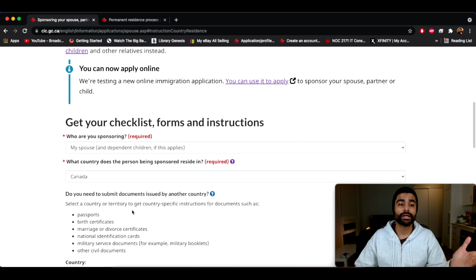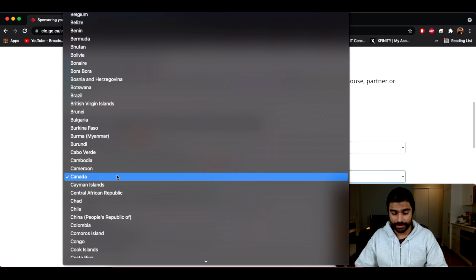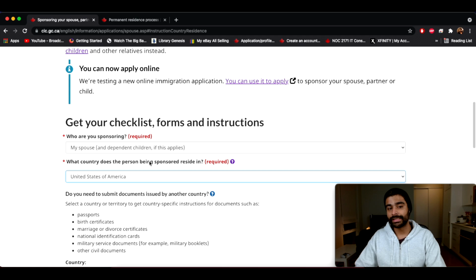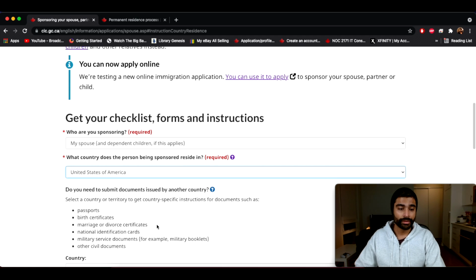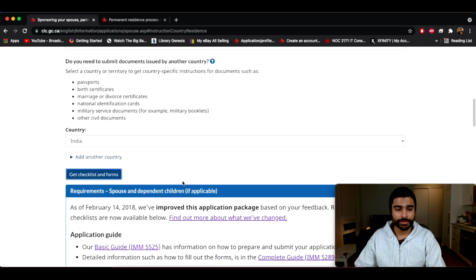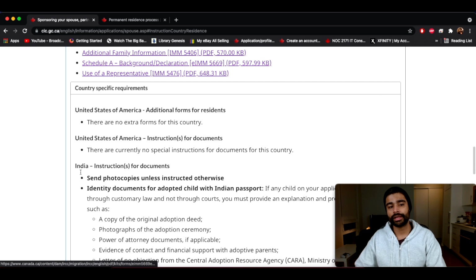All right, so let's look at a couple more scenarios. Let's say the applicant is the Indian national who is currently living in the United States. All right, so you'll select United States under what country does the person being sponsored reside in? And under this section, you will still select India because you're an Indian national. So your passport, national identification document, birth certificate is all Indian. And then you'll click on Get Checklist and Forms. And if I scroll down, as you see, again, you don't need the 5562 form.